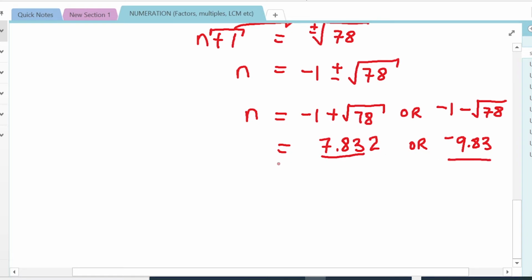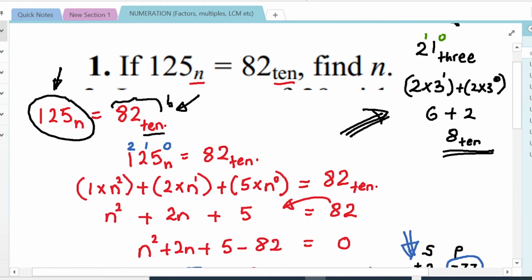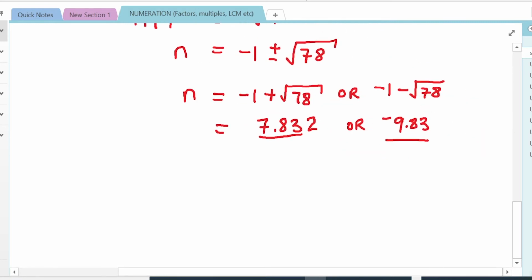Now, since our question here is asking us to find the base, we are finding the value of n, and the value of n is a base. There is no such thing as a negative base. The value of n is supposed to be positive. So out of these two answers we've got here, our answer will be the positive one. So we shall leave this one out. Therefore, our value of n is 7.832.